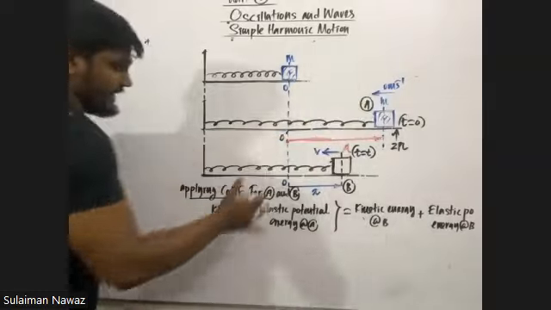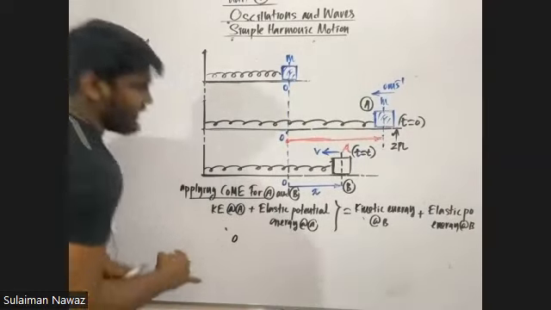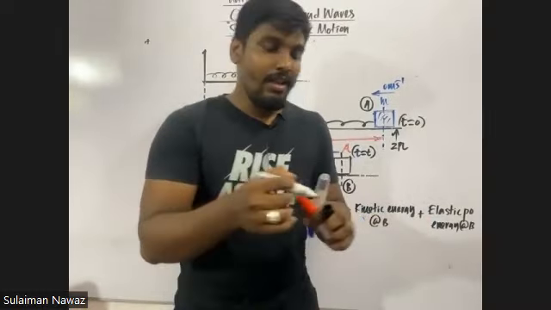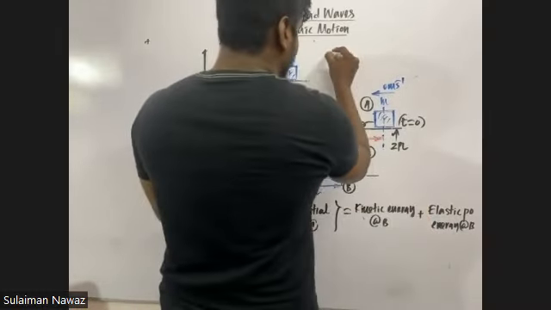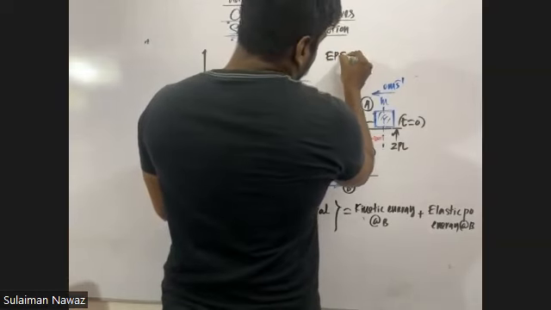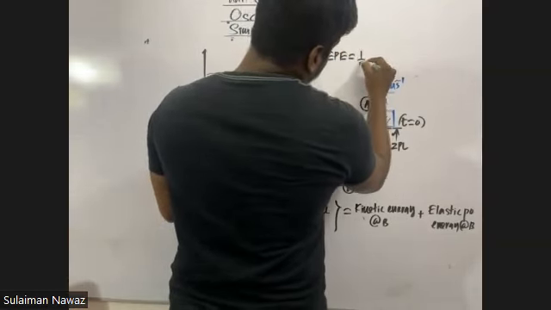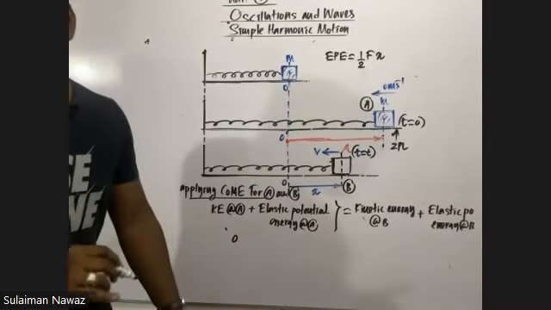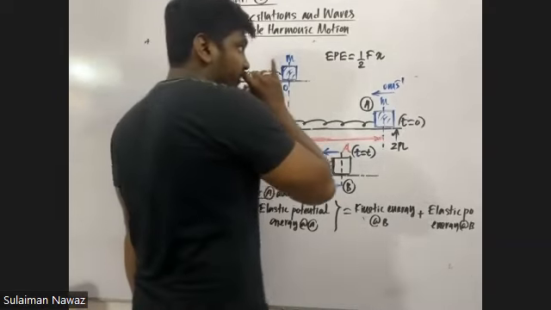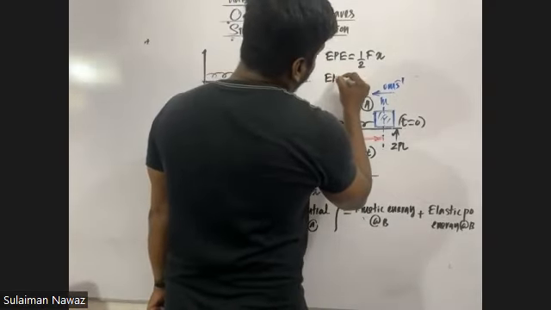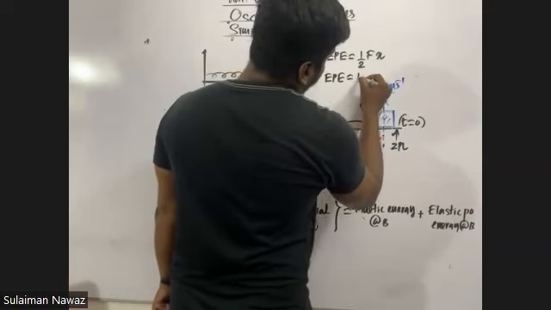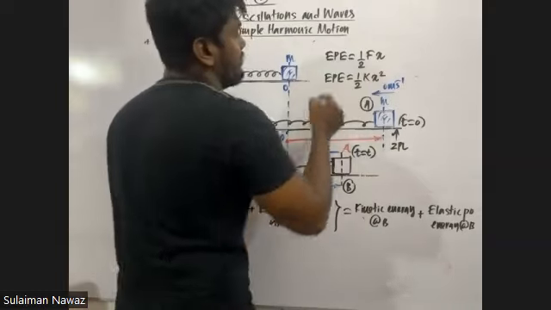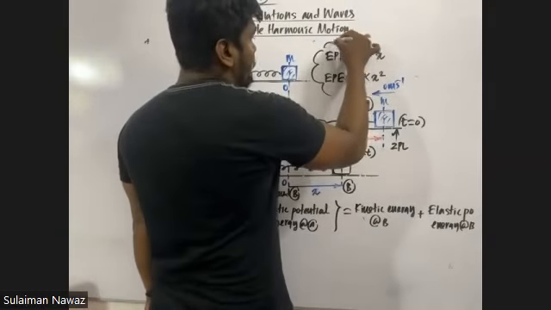Now we know kinetic energy at A is 0. What is the equation we learned for elastic potential energy in mechanics? There are two equations. One is elastic potential energy equals half F x, tension on the spring times extension x. But the most popular equation is elastic potential energy equals half spring constant k x squared, half k x squared.